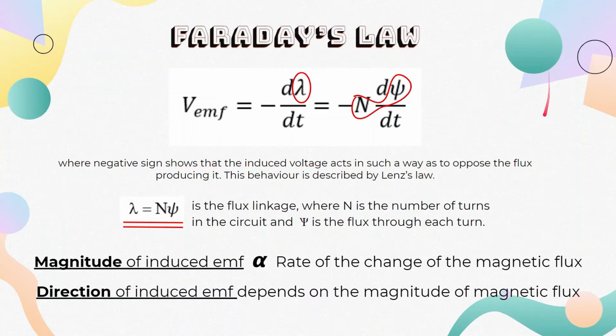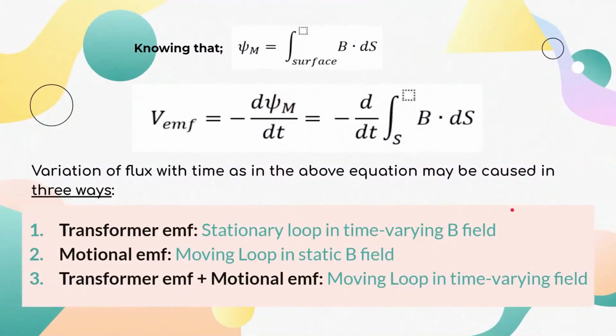Based on this equation, we can conclude that the magnitude of the induced EMF is directly proportional to the rate of change of the magnetic flux, while its direction depends on the change of the magnetic flux. Therefore, Faraday discovered that the induced voltage in any closed circuit is equal to the time rate of change of the magnetic flux linkage by the circuit.